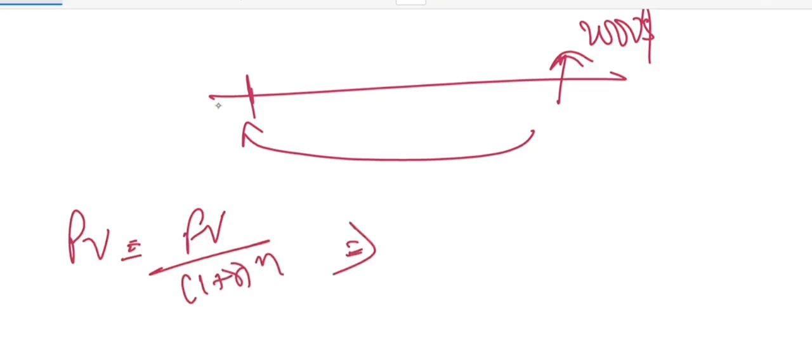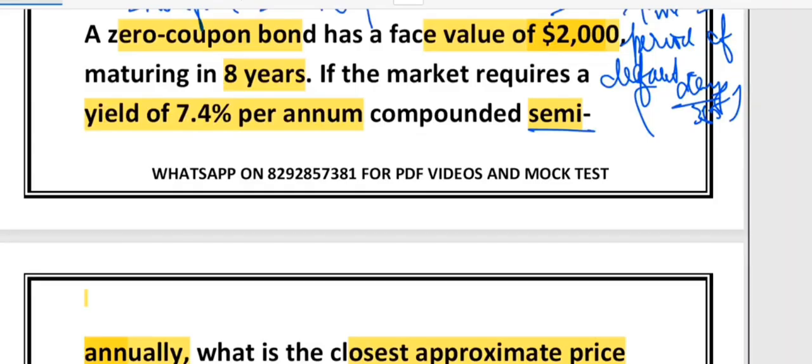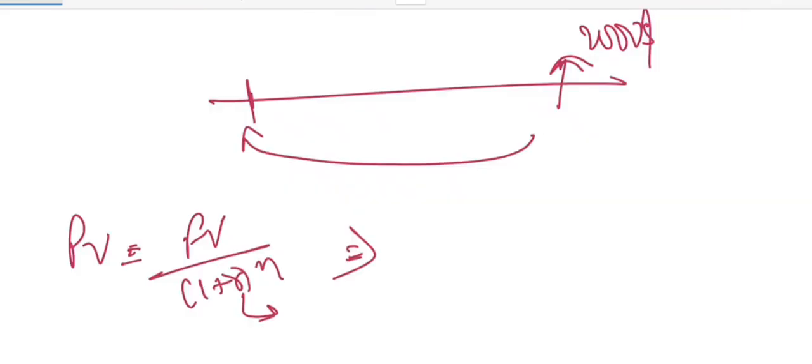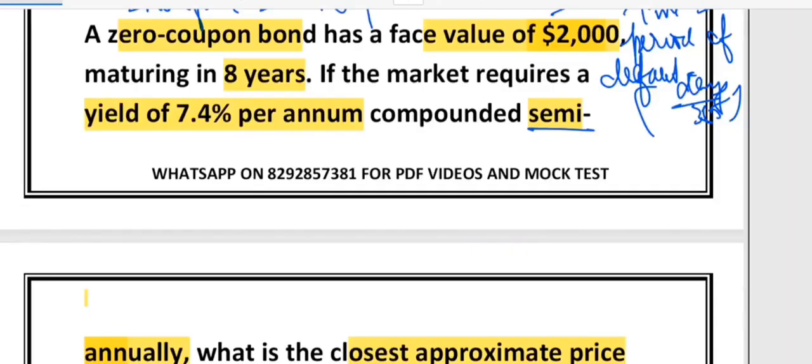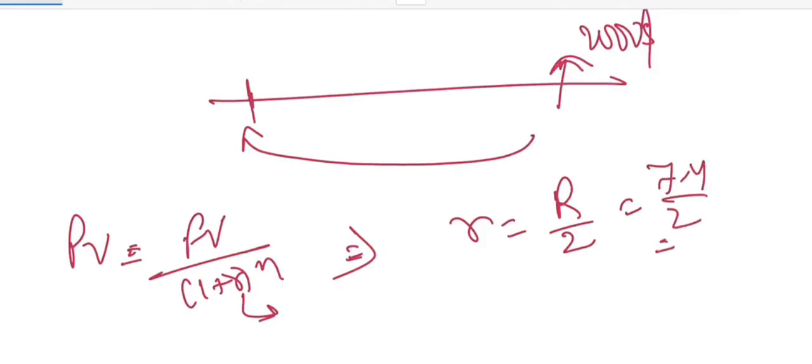Okay, friends. First of all, we must understand one thing: in the question they have mentioned clearly that it is to be compounded semi-annually. So what is r? Small r will be capital R divided by 2, because in a particular year there are 2 semi-annual periods. And what is the capital R they have given? Capital R is 7.4%. So it will be 7.4 divided by 2, that would be 3.7%. So this is our small r.